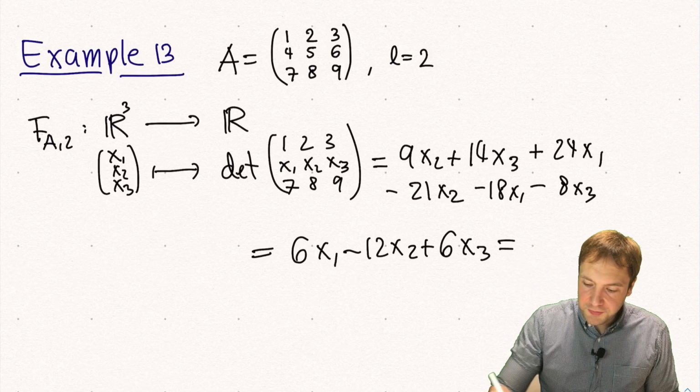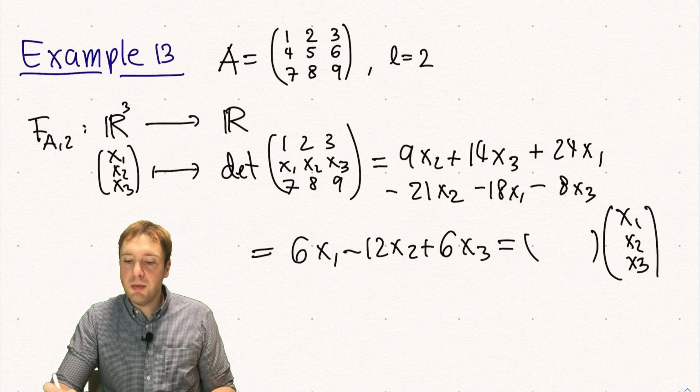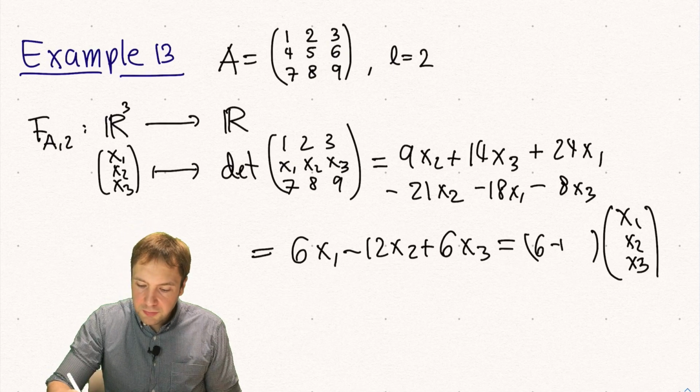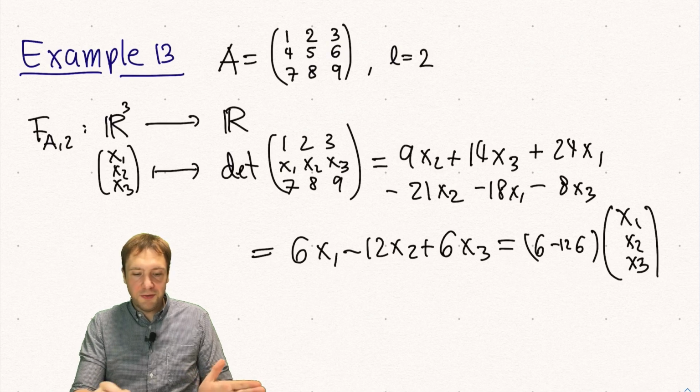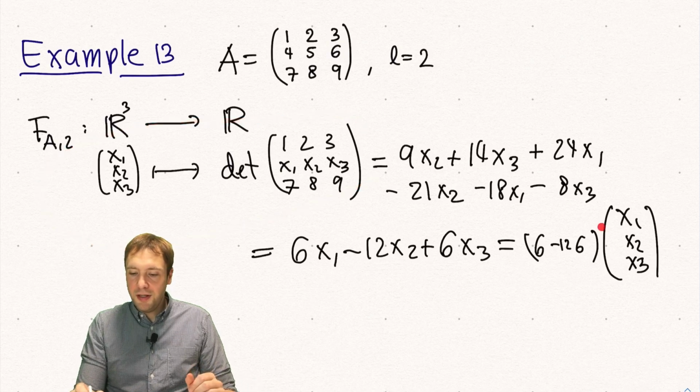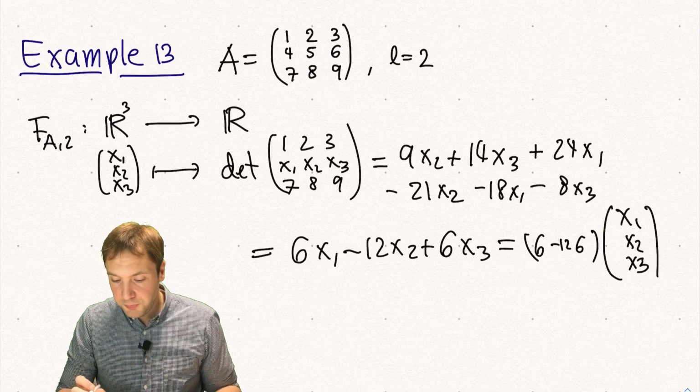So in other words, this is the vector (x1, x2, x3) multiplied with a 1 times 3 matrix, (6, -12, 6). So in this specific case, we see that this is indeed a linear map, because it's just multiplication with this matrix here.